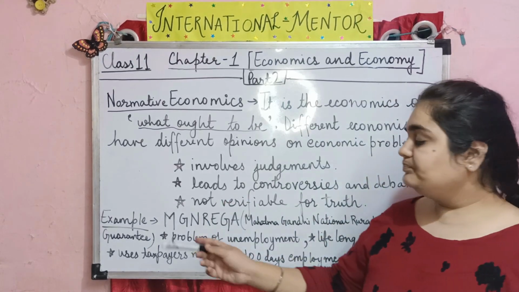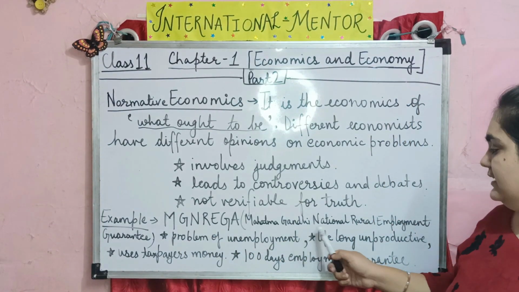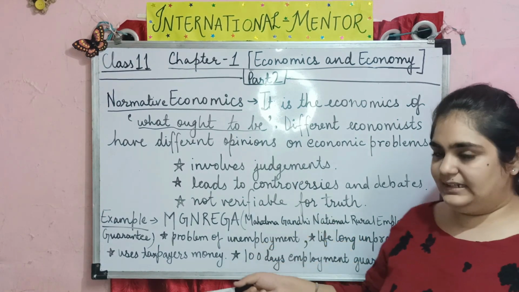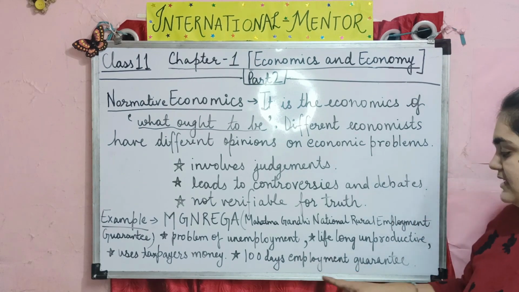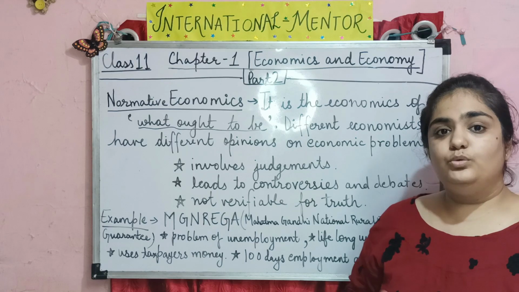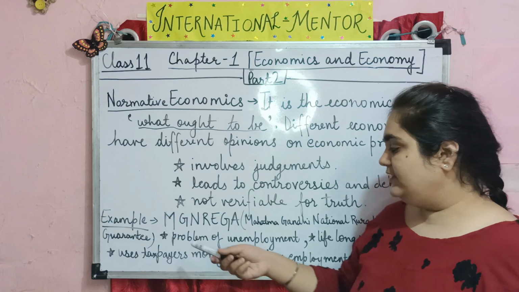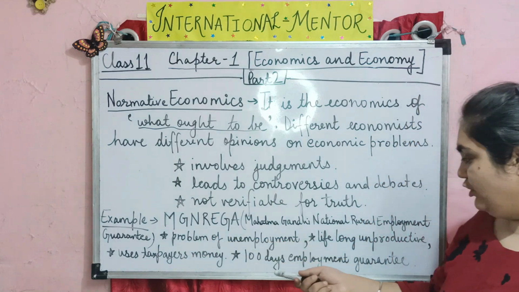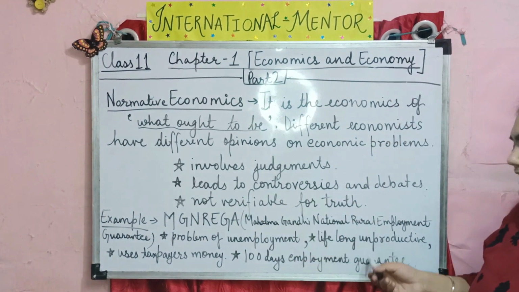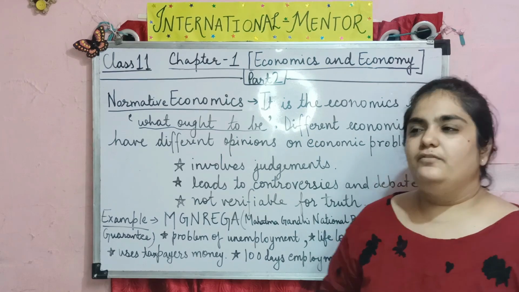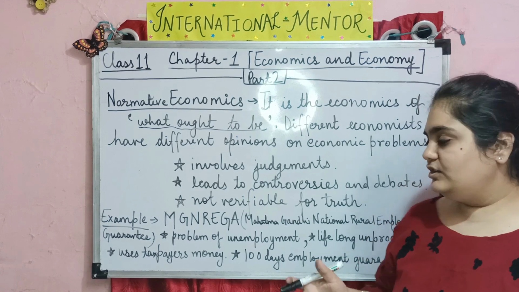So for example, here we can take the example of MGNREGA, which is the Mahatma Gandhi National Rural Employment Guarantee Act. This was introduced to give a 100-day employment guarantee to persons below the poverty line. Some people had the perspective that this would solve the problem of unemployment, but some people had the perspective that it would create lifelong unproductive youngsters who won't work and would only depend on employment generation.